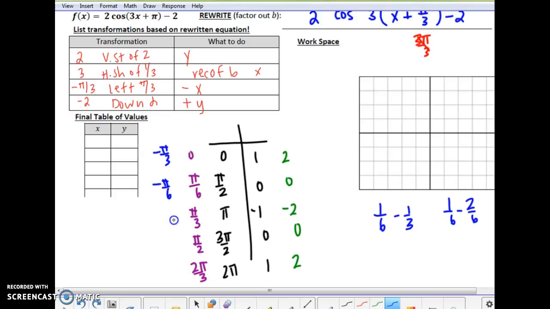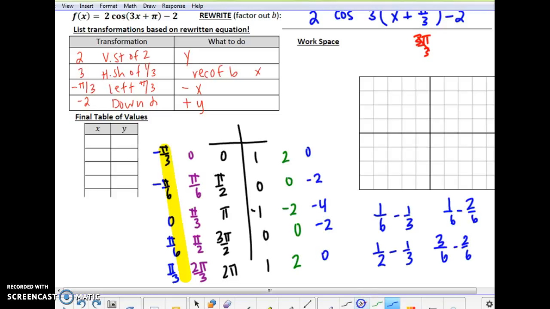This is 1/3 take away 1/3 or 0. 1/2 take away 1/3. So it's going to be 3/6 minus 2/6. So this is pi over 6. And this is 2/3 minus 1/3, which gives you pi over 3. Not great, but they are nice. So it's your final x's. For your y's, we're going to take away 2. So there's that, and those are your final y's.